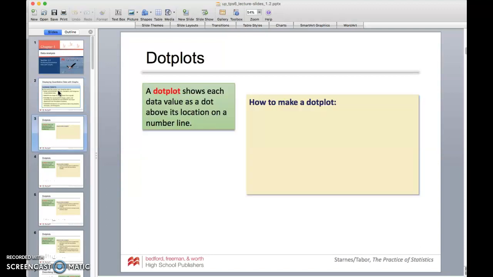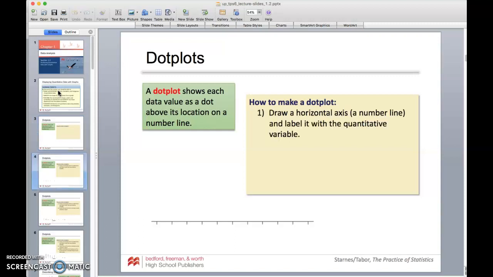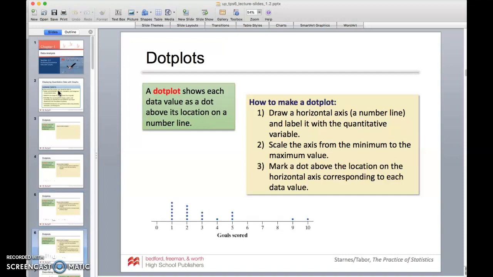Okay, so let's talk about a dot plot. We saw those in the previous section. How to make it? You draw a horizontal axis, a number line of sorts, and you label it with quantitative data. You always want to start from your minimum and go to your maximum, in equal increments, of course, and then you mark a dot wherever you see that value. Sometimes you might have a 1.5 dot in between the 1 and 2, and you'll have to mark that up as you can see it. From there, you can see the distribution. We'll talk about how to describe that in just a little bit.